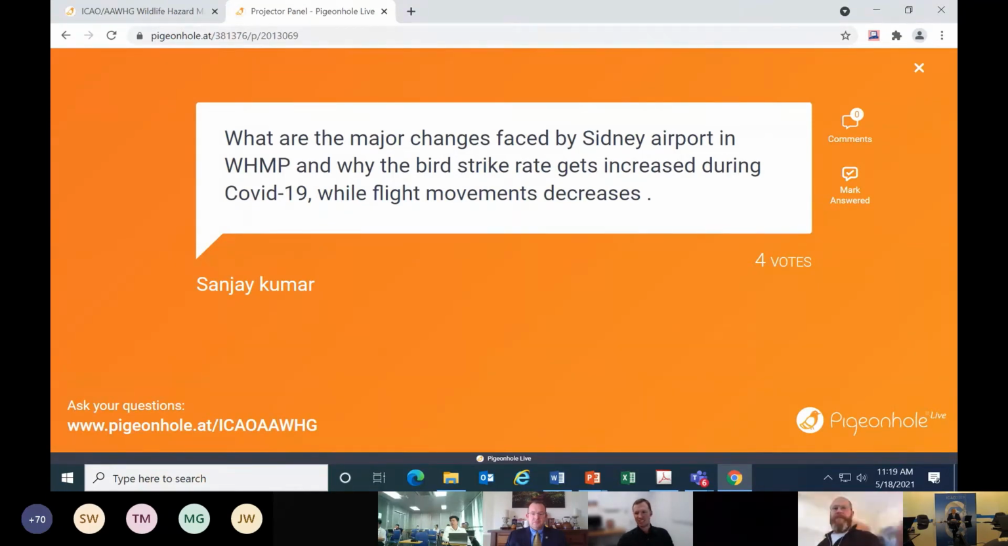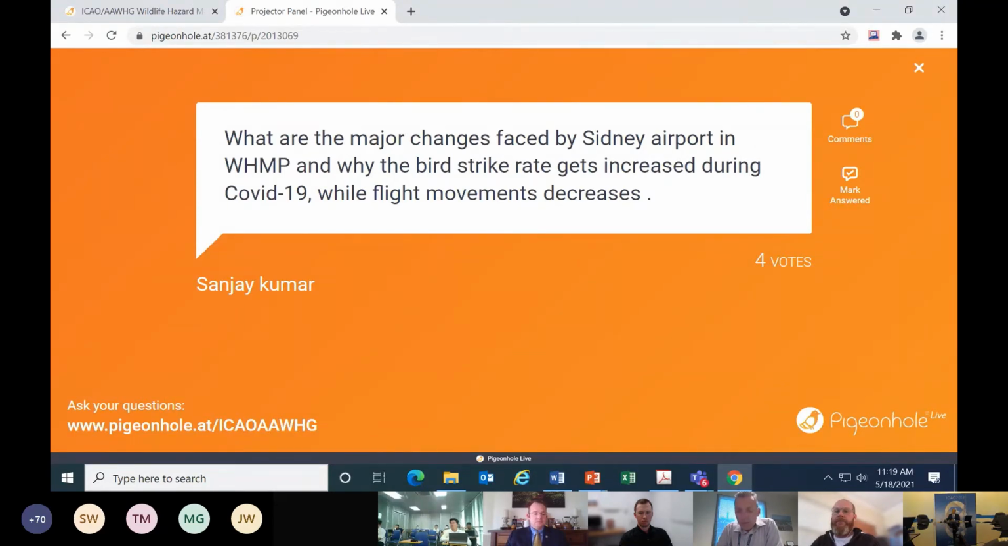So what we found was that pre-COVID, you'll find that the actual birds got used to the number of aircraft at the aerodrome, and so some of the birds are quite smart.